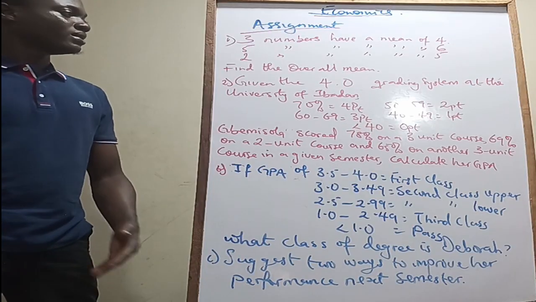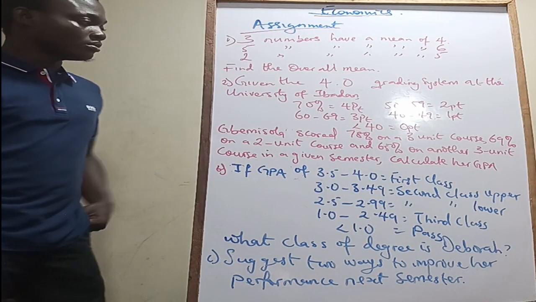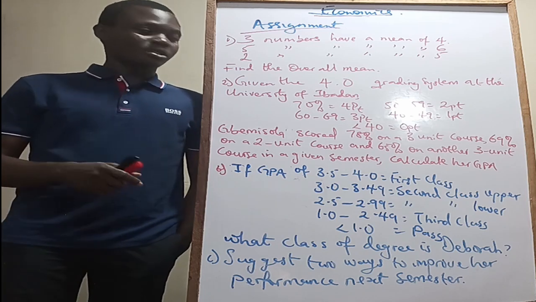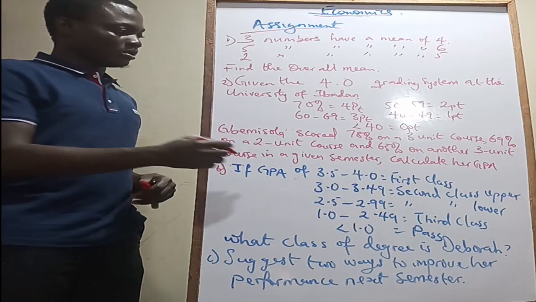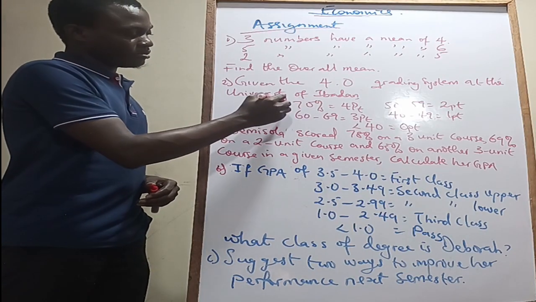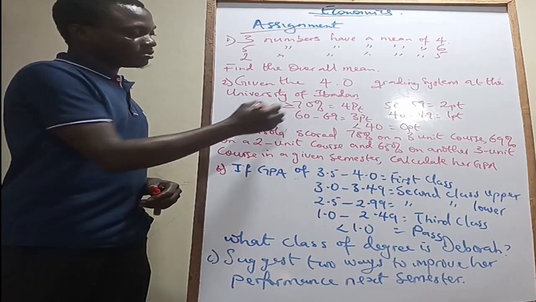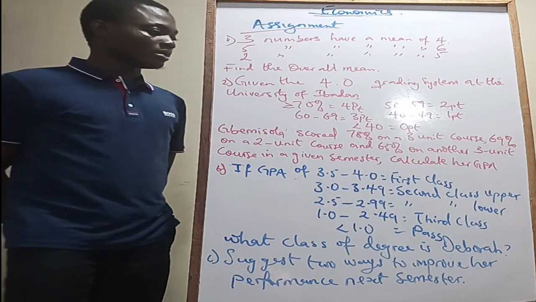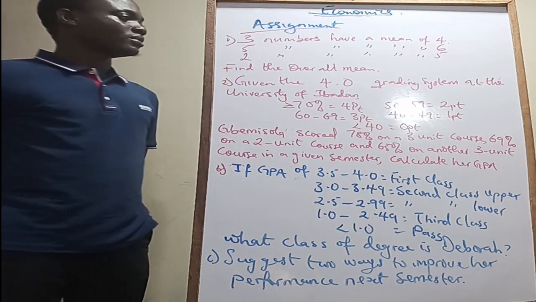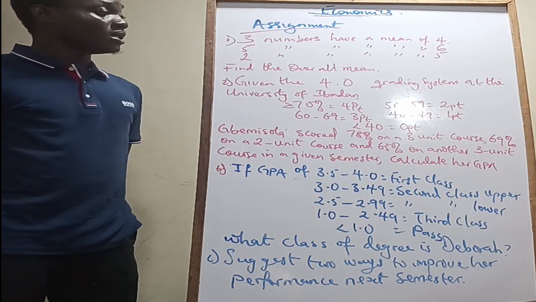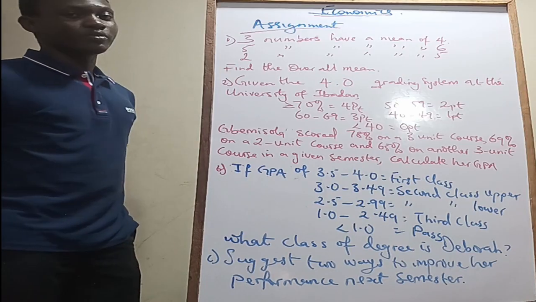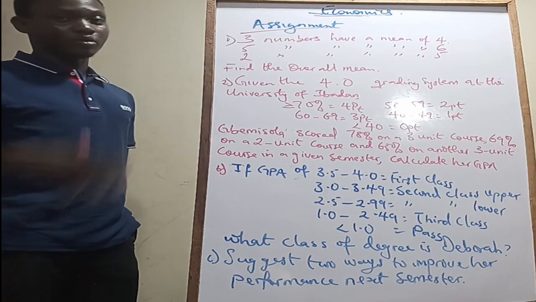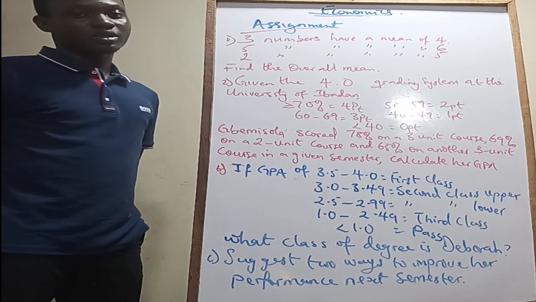And number 2: given the 4.0 grading system at the University of Ibadan, 70% is 4 points. Which means if you have 70% and above, that is 4 points. Then 60 to 69% is 3 points, 50 to 59% is 2 points, and 40 to 49% is 1 point. And if you have less than 40 over 100 in an exam or in your overall course grade, that's 0 points, nothing for you.